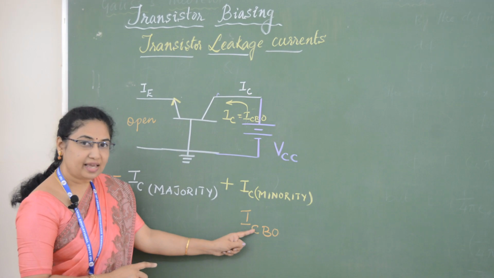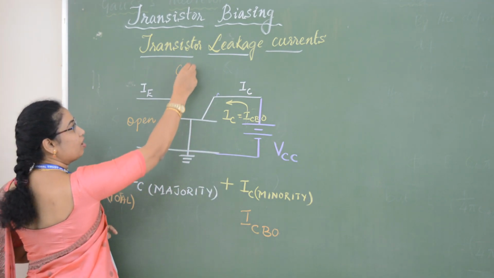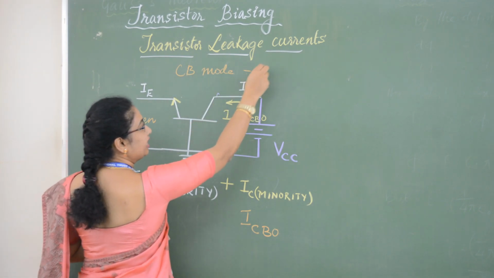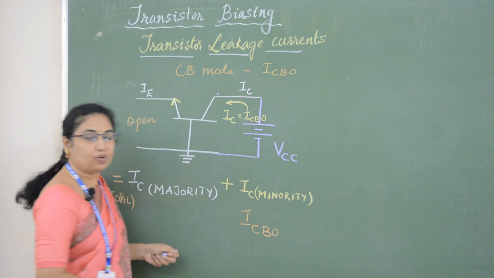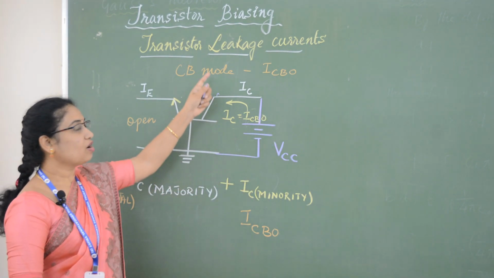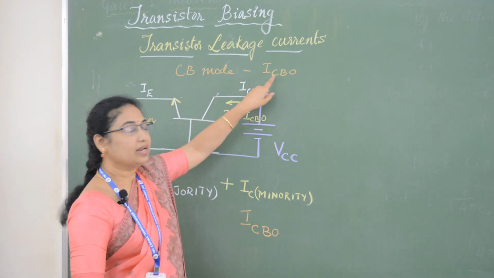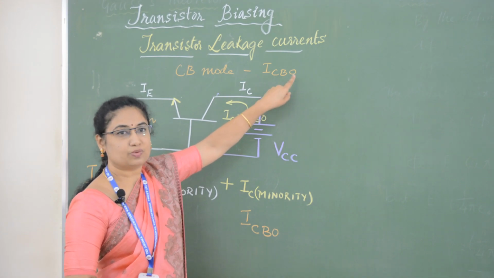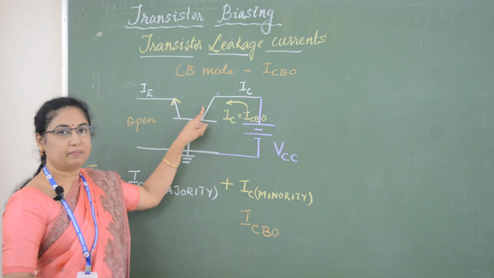So this is the leakage current in common base mode. So the leakage current in common base mode is indicated as ICBO. So ICBO is a leakage current in common base mode. It is read as the current between collector to base when emitter terminal is open. This is one of the types of leakage current that we can see in common base mode.